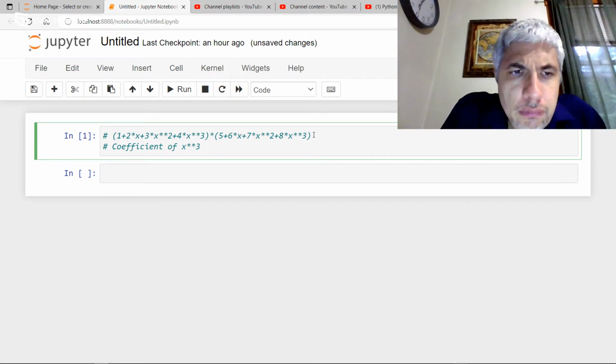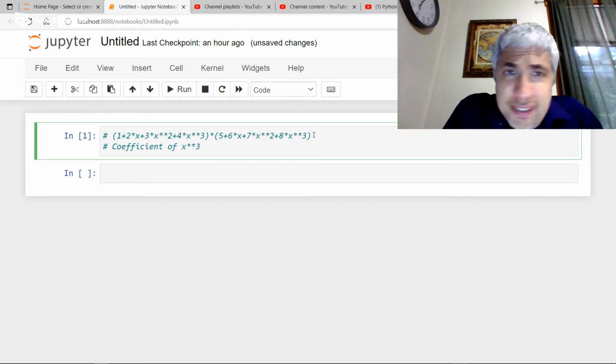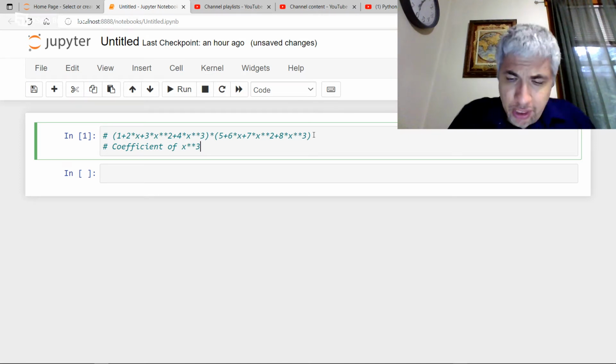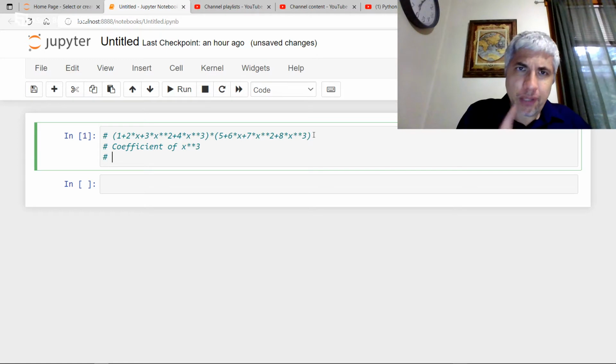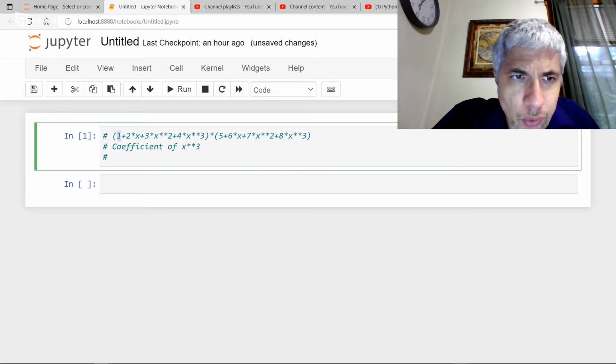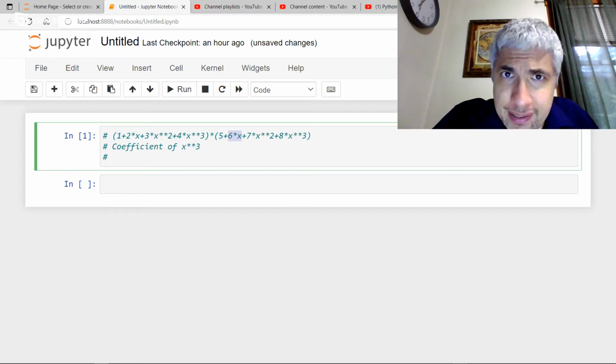Okay. Well, I could do this by multiplying out all 16 terms, putting them all together, and causing myself a lot of grief. But if I just want the coefficient of x cubed, let's think about what I really need to do. You see, I don't care about the 1 times the 5. That's not going to contribute to x cubed. I don't care about the 1 times the 6x. That's not going to contribute towards the coefficient of x cubed. It has nothing to do with x cubed.